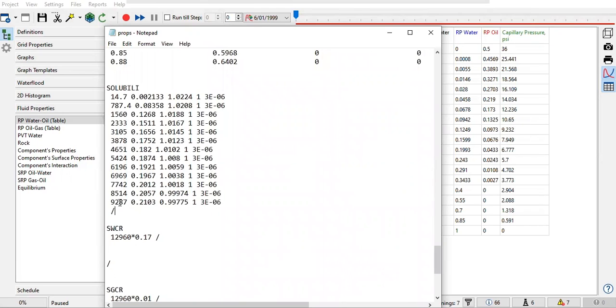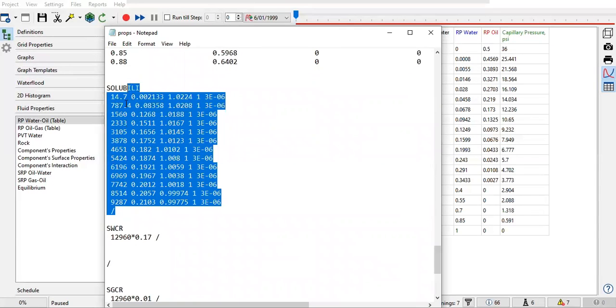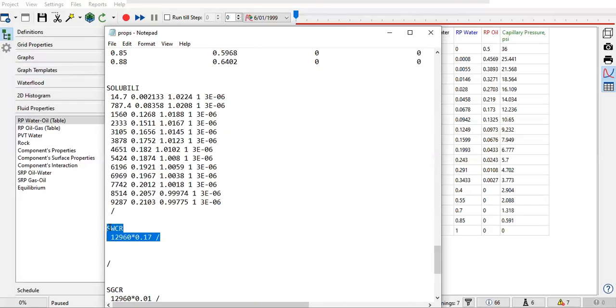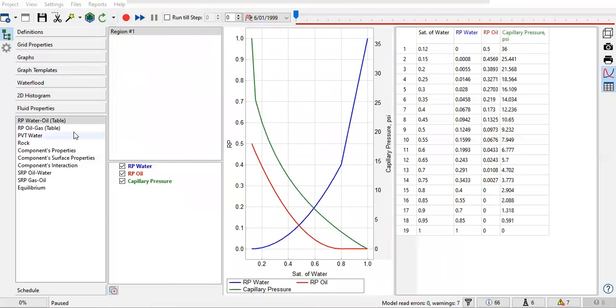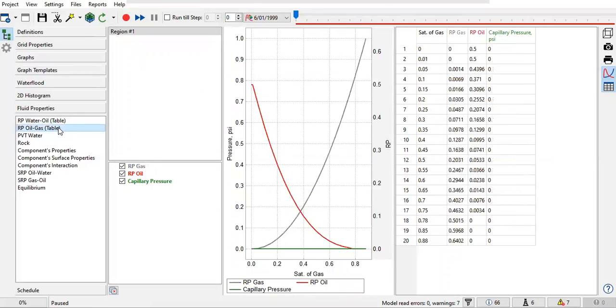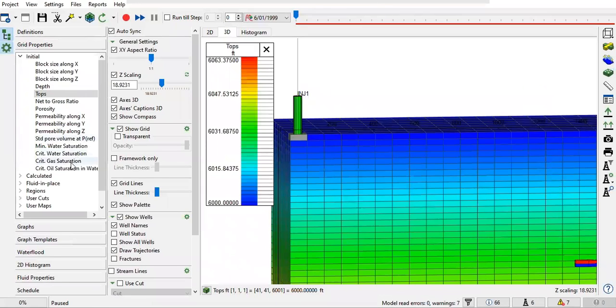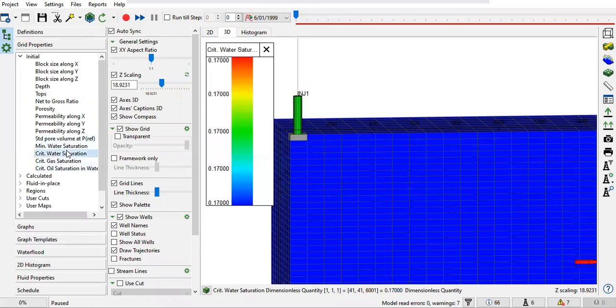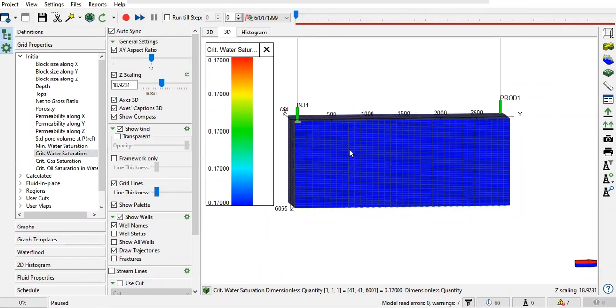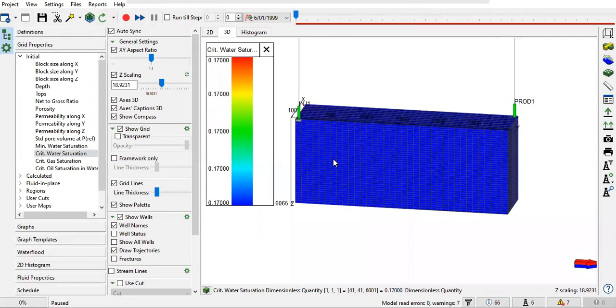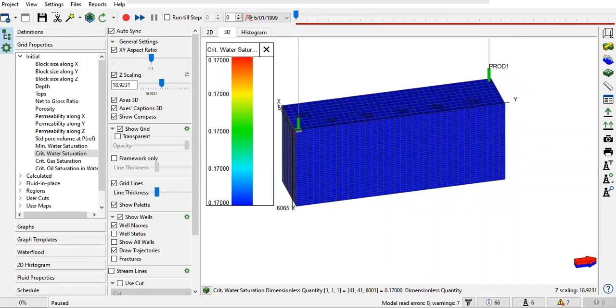And then solubility data. So this is for the CO2 dissolution. And then this is the connate water saturation. So let's check it out. Okay, what do we have here? Or in this case, it is also called critical water saturation. Okay. And then we also have critical gas saturation 0.01.